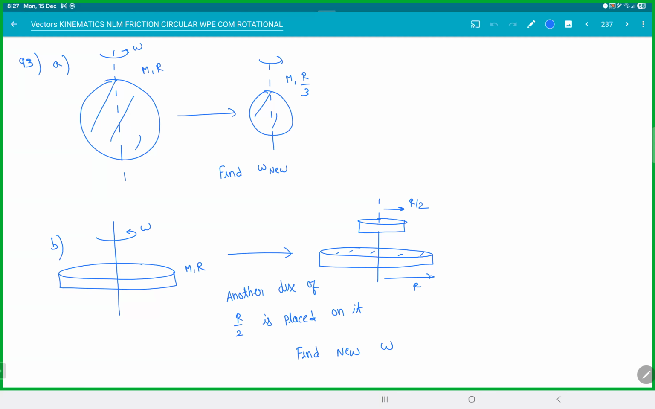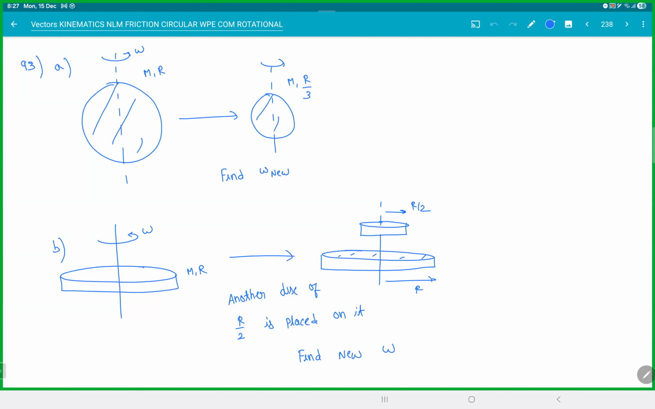I1 omega 1 is equal to I2 omega. So omega final will be 9 omega here. What about this thing? There's nothing much. The idea is the same, but people go for this. This mass is m by 4. That is the main catch.